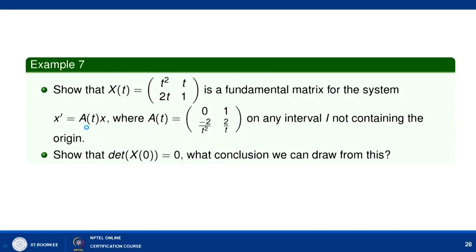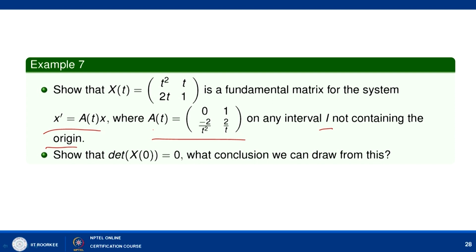Now, let us look at one example, and we show that x(t) equal to [t², t; 2t, 1] is a fundamental matrix for the system x' = A(t)x, where A(t) is the matrix [0, 1; -2/t², 2/t] on any interval I which is not containing the origin. The reason is that if it contains the point t equal to 0, then A(t) may not be defined. So, to define the matrix A(t), we exclude the point t equal to 0 from the interval I.